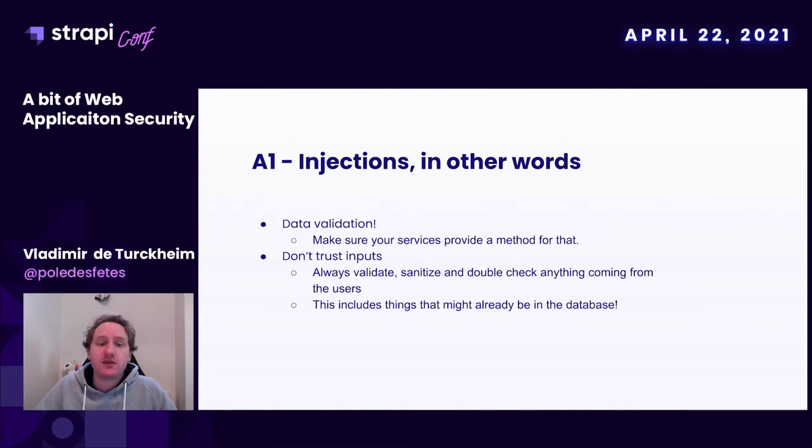And an easy way to do that in Strapi is to create data validation services, and that makes sure that objects have the right form, paths are properly done. Just do that. Provide a data validation service in your application and use that. And do not trust inputs. Do not trust your users. Always validate, sanitize, and double check anything coming from the user.